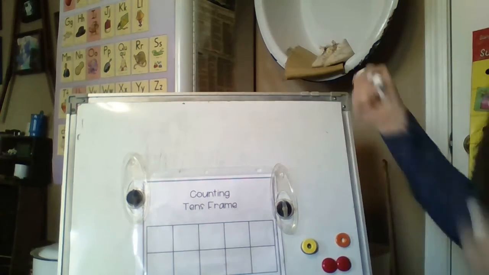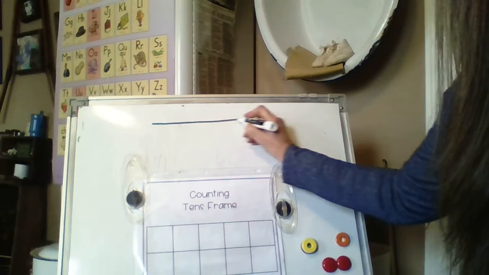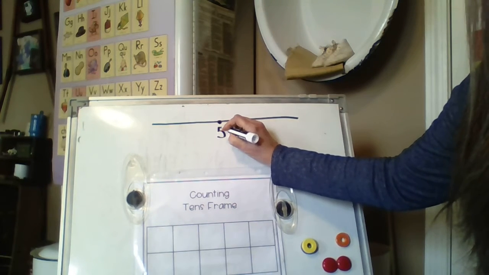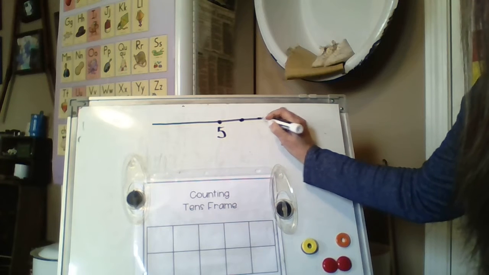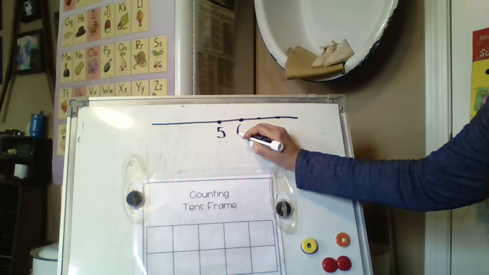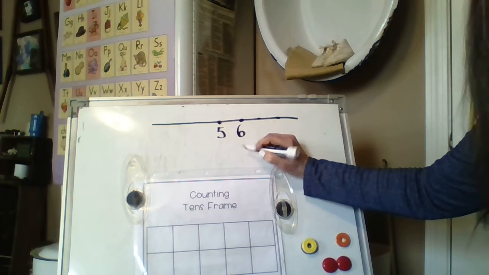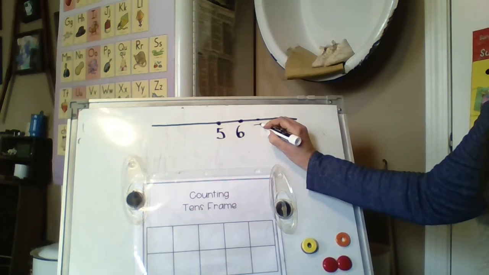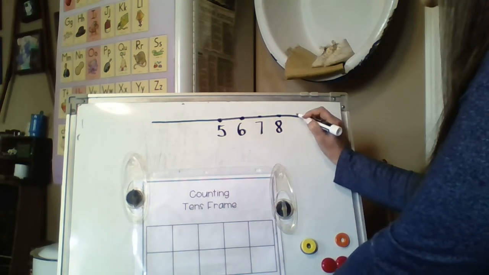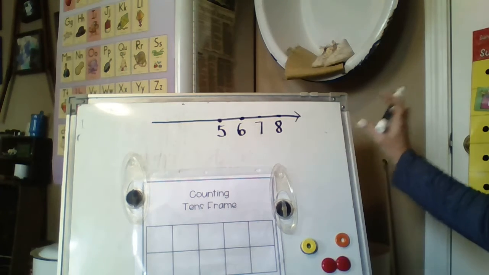Let's look at it this way. If we had a number line, and my middle number, I'm going to make that 5. What would be more? 5 and 1 more is 6. 6 and 1 more is 7. 7 and 1 more is 8. And those numbers would just keep going.